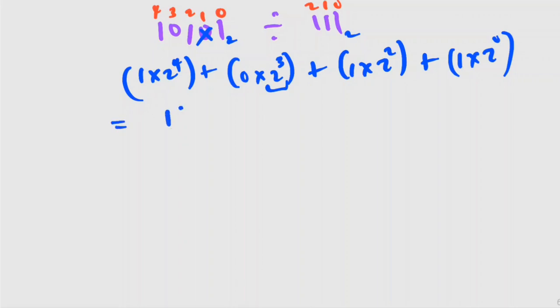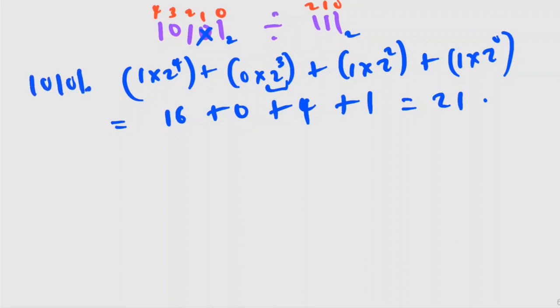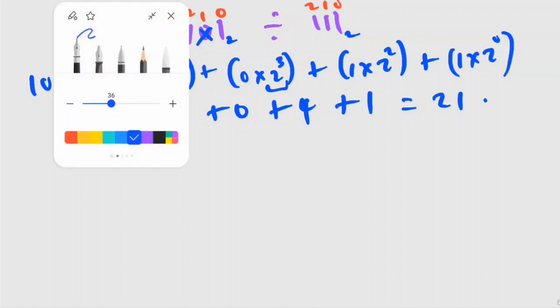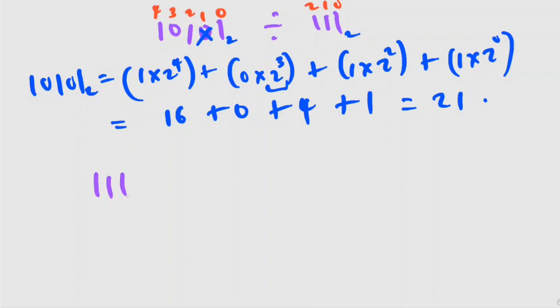Okay, now this will give me 16 plus 0 plus 4 plus 1. So if you add them together, you will see you are going to have 21. Is that okay? Okay, now that is for 10101 base 2. What of the second one? That is 11 base 2.